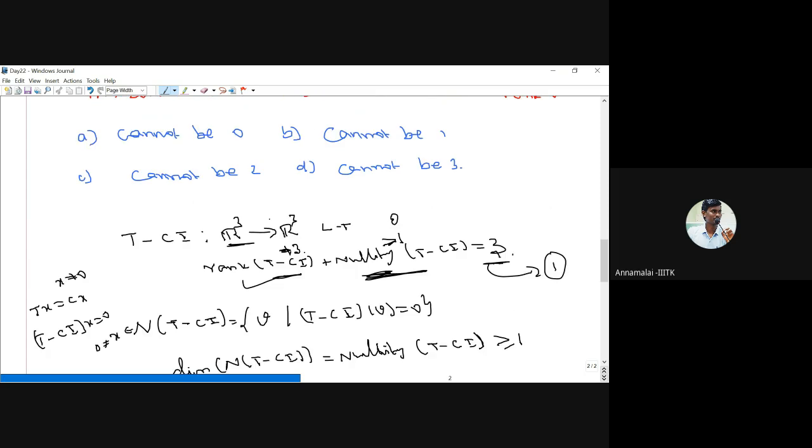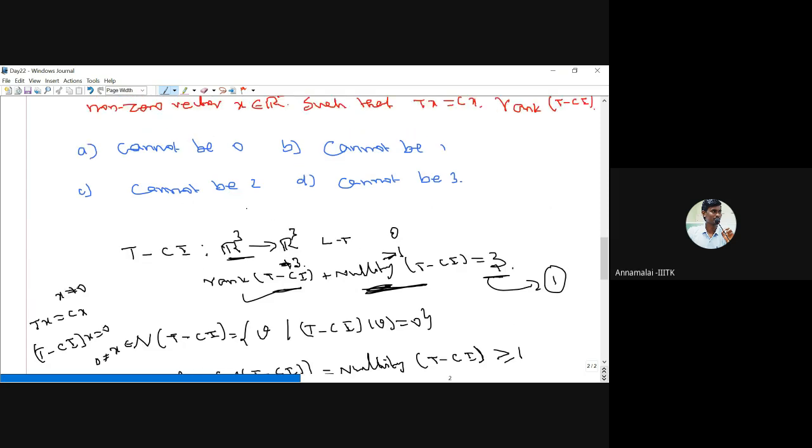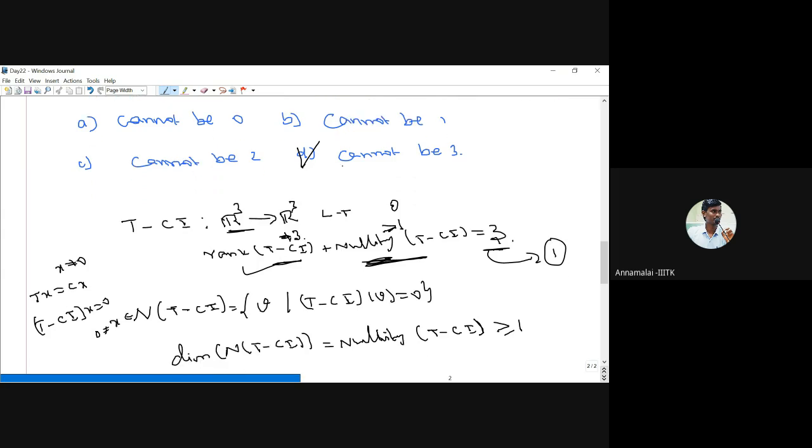So that is the answer. Maybe it's 2, maybe 1, maybe sometimes 0. If it is the zero function, then the rank is 0. Therefore, it cannot be 3. So this is the correct answer. Got it? You have to apply the rank nullity theorem for this operator T minus cI, and the null space contains at least one non-zero vector. Therefore the dimension is at least 1. Therefore the rank is at most 2, cannot be 3.